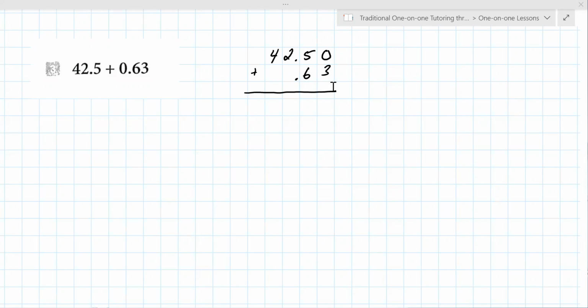43.13. Now, did you add these vertically to start? Yes, I did. 0 and 3, and then 5 and 6 is 11. So there's a carry of 1. And then the decimal point goes down there. 1 plus 2 is 3. Bring the 4 down. So it's 43.13. Good. Okay. Let's have you try number 5 next.